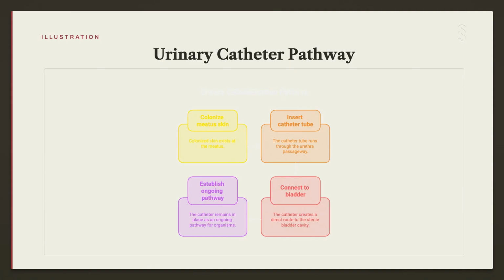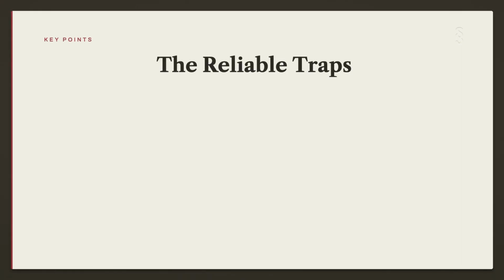The urethra opens onto colonized skin, while the bladder above it is sterile. The catheter creates a direct, ongoing pathway between the two, which is why catheter-associated infections are so common and why insertion demands sterile gloves, drapes, and antiseptic prep.